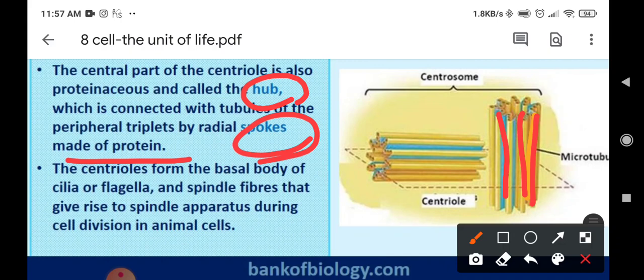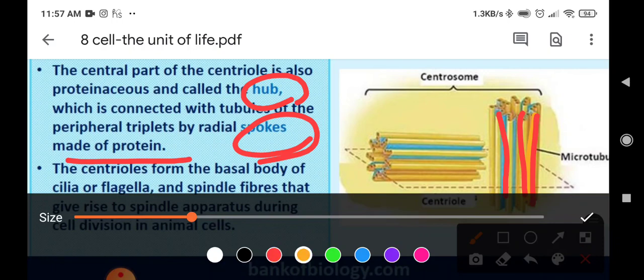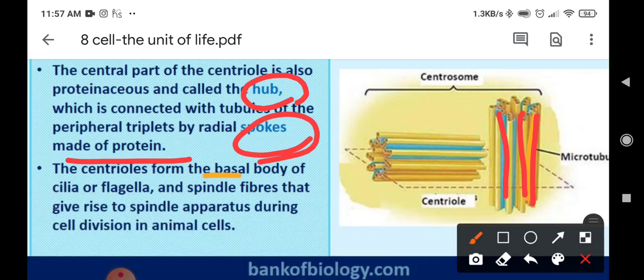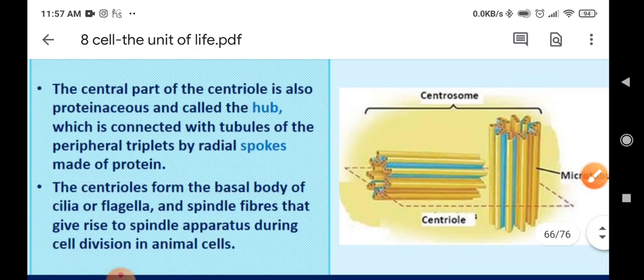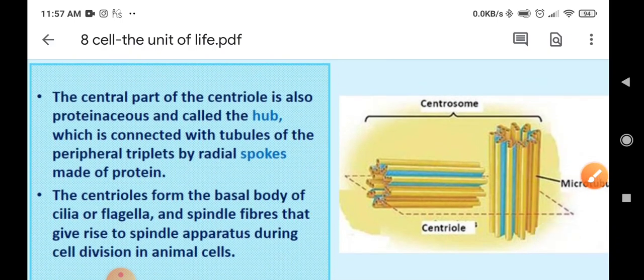Now let's come to function. What function do they perform? Number one, the first important function is that they form the basal body of cilia or flagella. The second important function is that they help during cell division by forming spindle fibers, and they help in cell division in animal cells only.